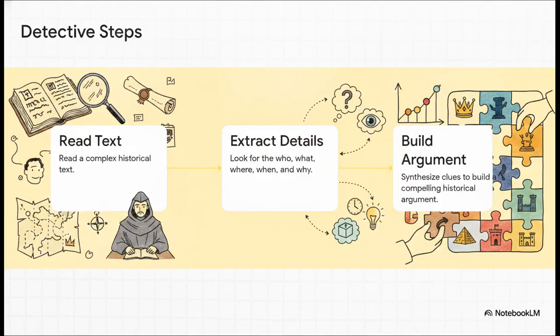So, here's how that actually works in practice. Step 1, you read a complex historical text. Maybe it's a primary source from a medieval monk or an ancient map. Step 2, you extract the key details. You're hunting for the who, what, where, when, and why. Then, Step 3, you synthesize those clues to build a compelling historical argument. It's literally like piecing together a giant puzzle of human history, one document at a time.